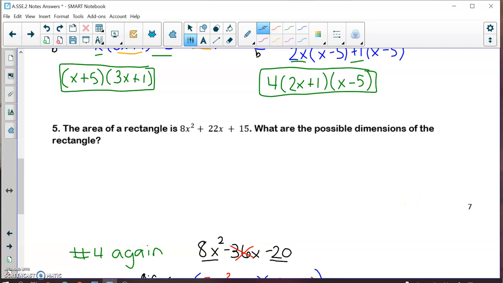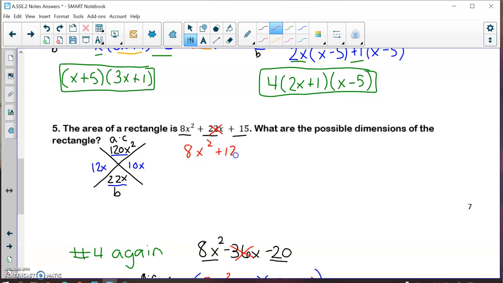On number 5, there is no GCF, so we can jump straight into the x method. At the top of my x is my a times my c, and 8x squared times 15 is 120x squared. And in the bottom of my x is my b, which is a positive 22x. So I need two numbers when multiplied together equal 120x squared, but when added together equal 22x. That's a 12x and a 10x. Rewriting my trinomial without the 22x in there, I have 8x squared plus 12x plus 10x plus 15.